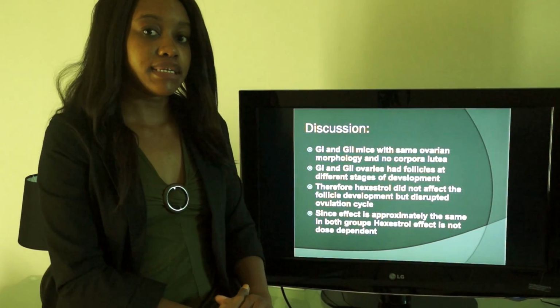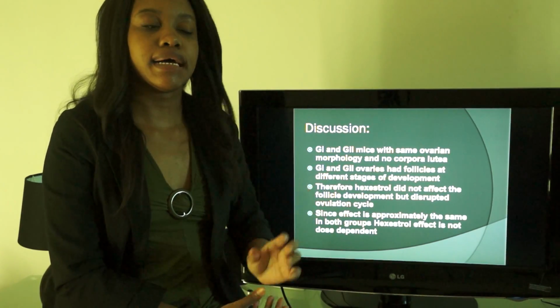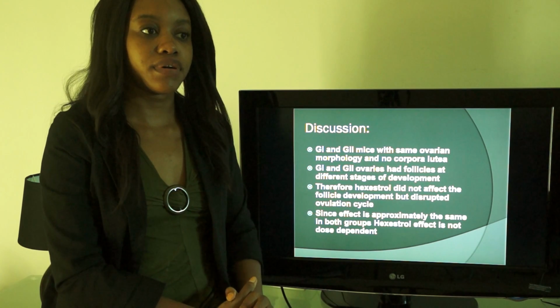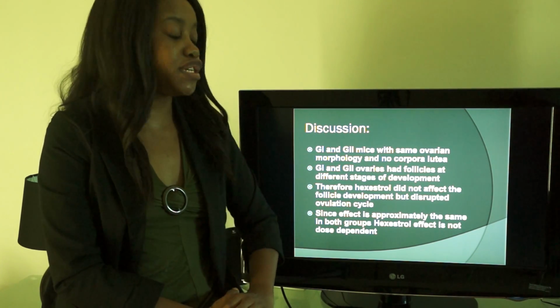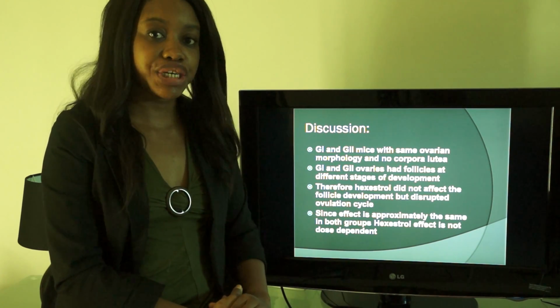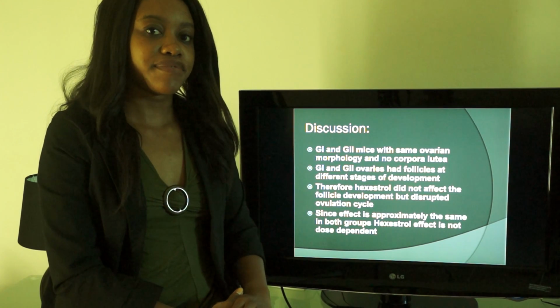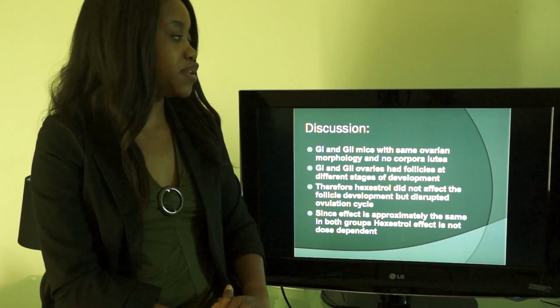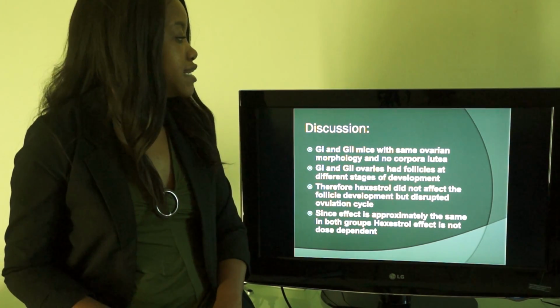Using these results, you can see that Group 1 and 2 ovaries had the same ovarian morphology and had a large number of follicles at different stages of development, and that no luteal bodies were detected. This then suggests that Hexestrol does not affect the follicle development, but it affects the ovulation cycle, and that its effects are actually not dose dependent.